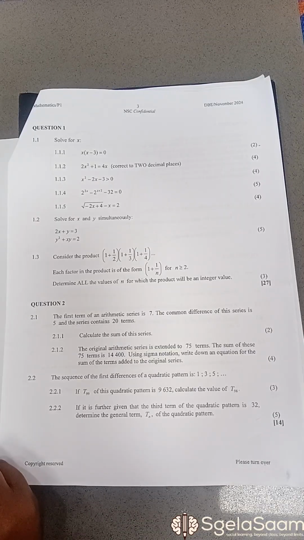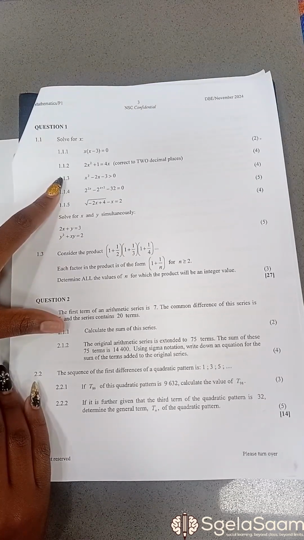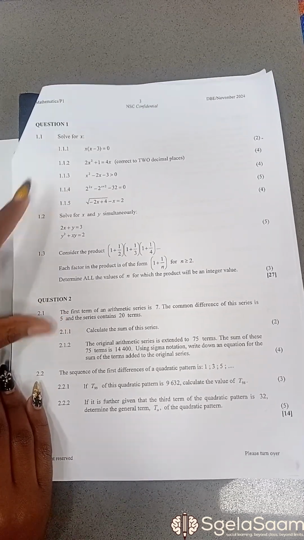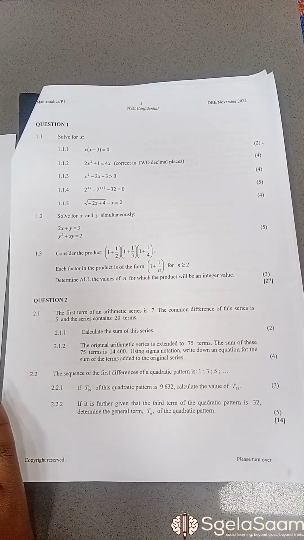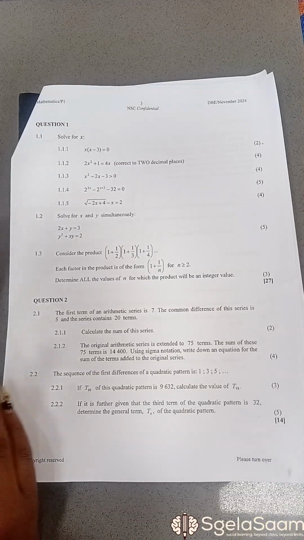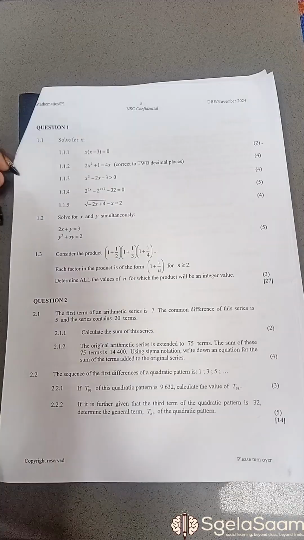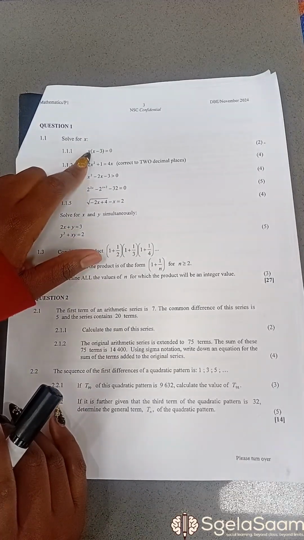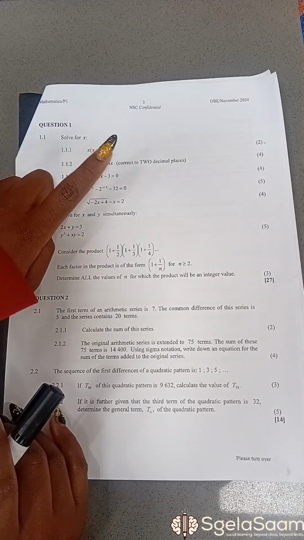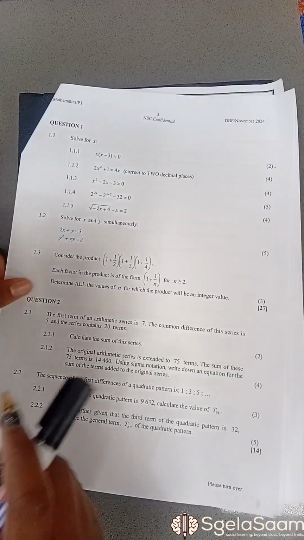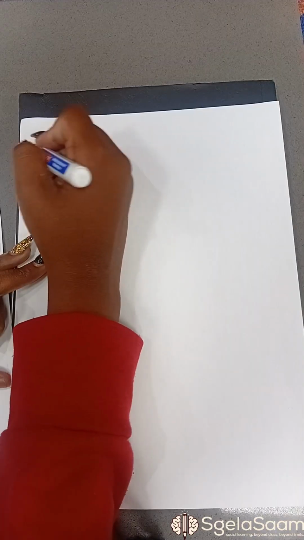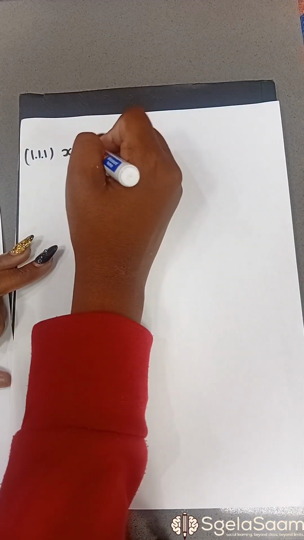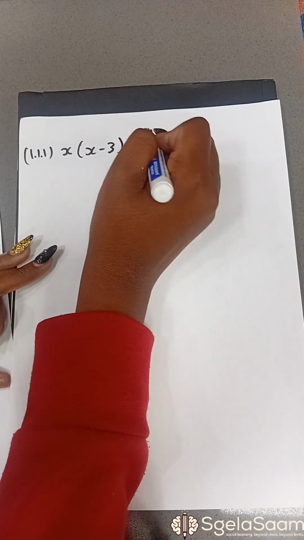So in question 1, it's mostly algebra and inequalities. Question 1.1.1 is x(x - 3) = 0. So in this question, we know that x(x - 3) = 0.